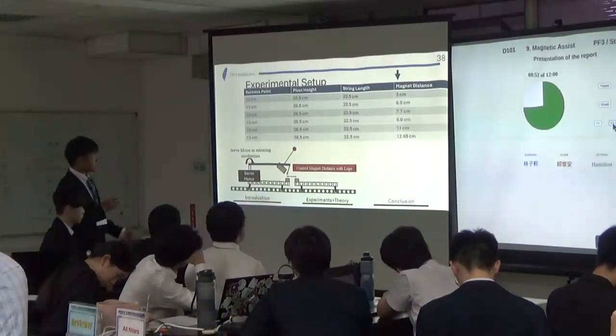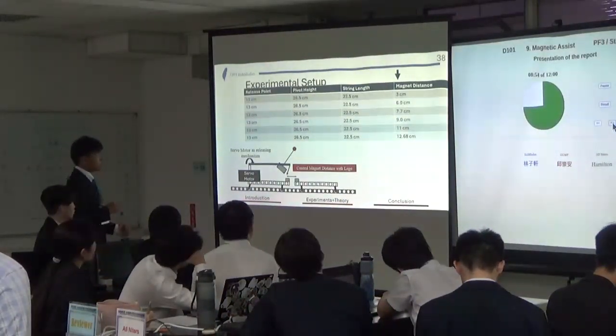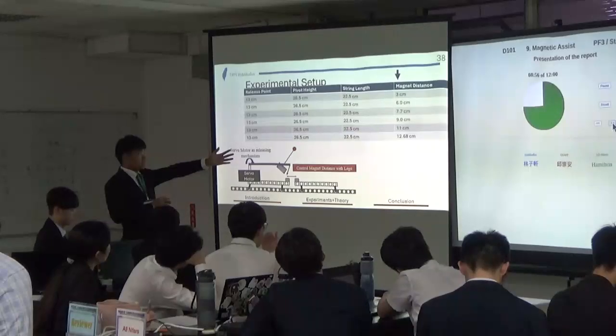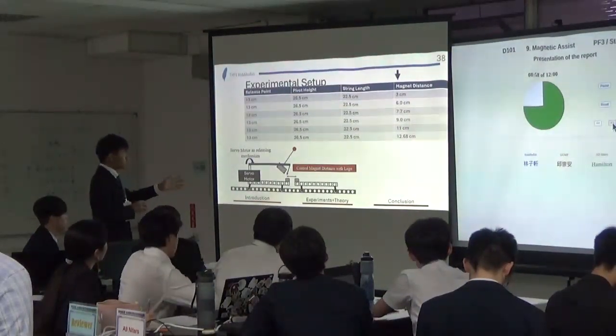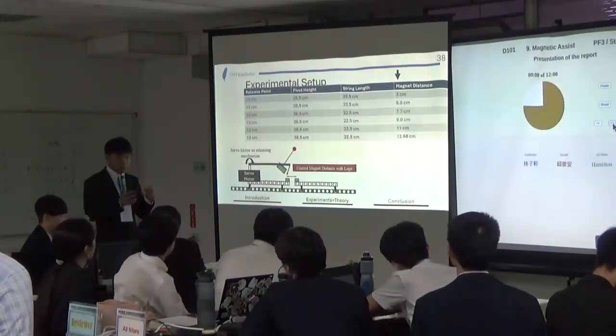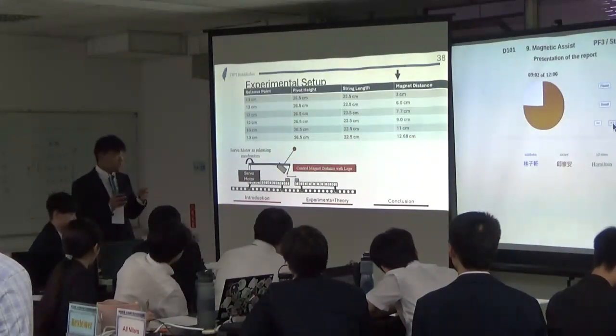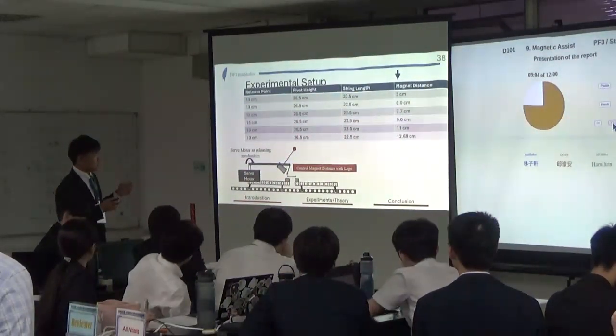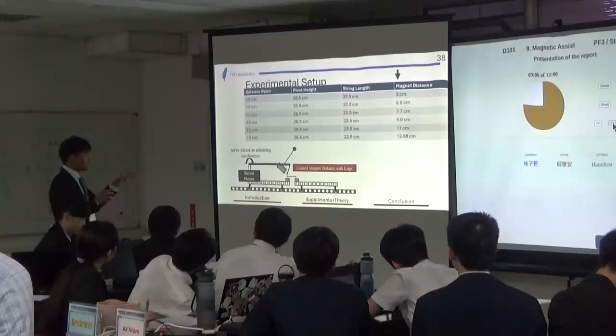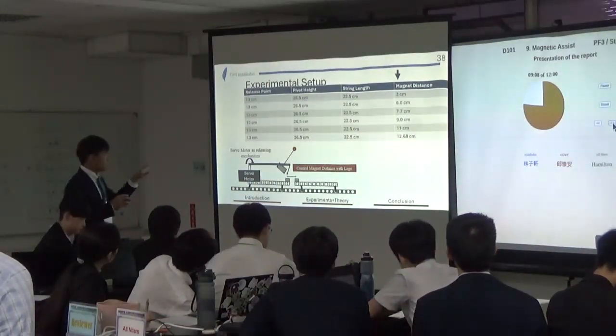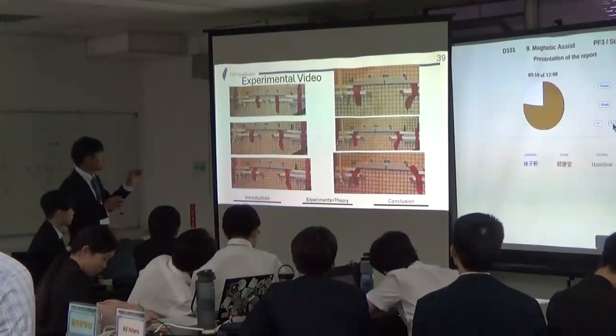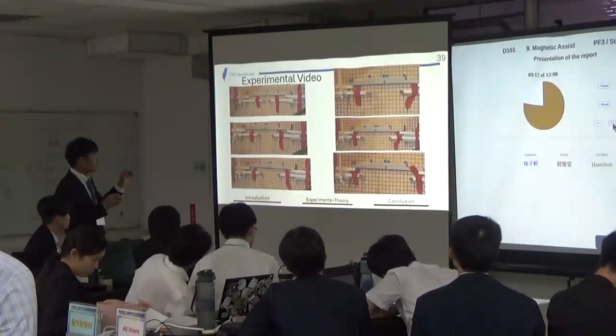Okay, so this is the experimental setup. We have the magnetic distance right there. So we change the distance between the two bases, the two magnetic bases. So we can see how the magnetic field affects this motion. So this is the experiment.